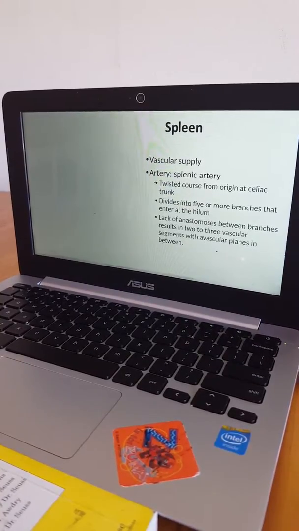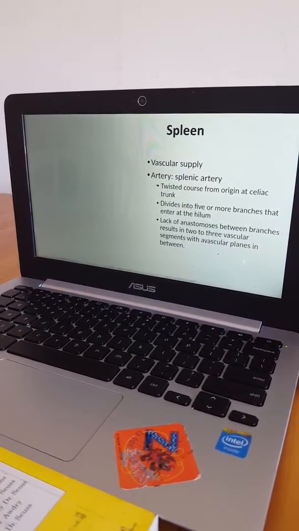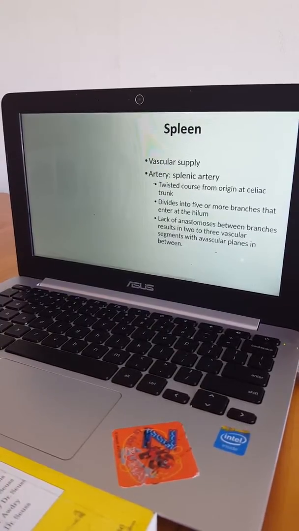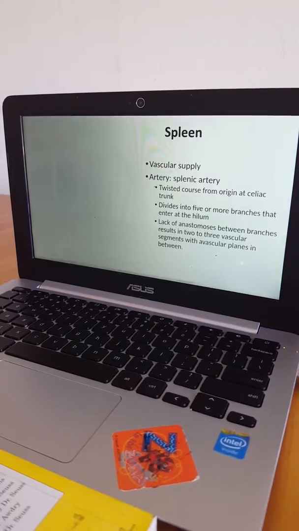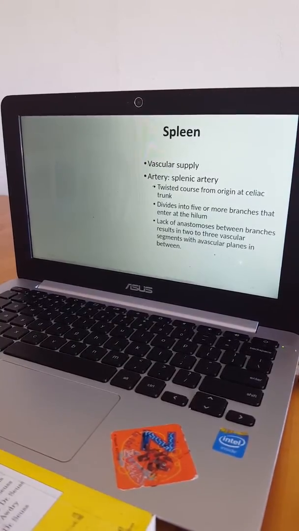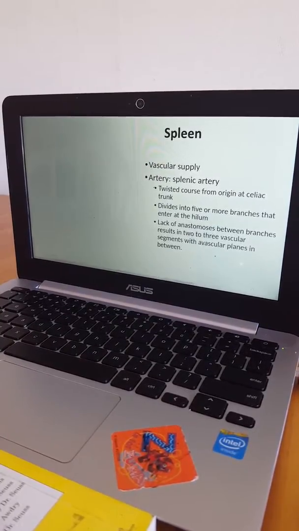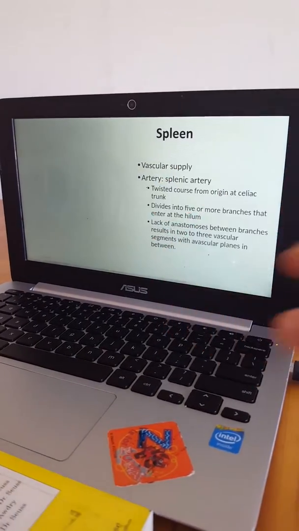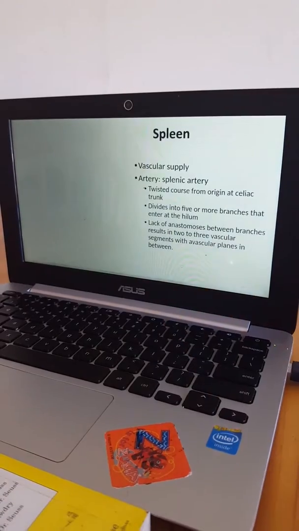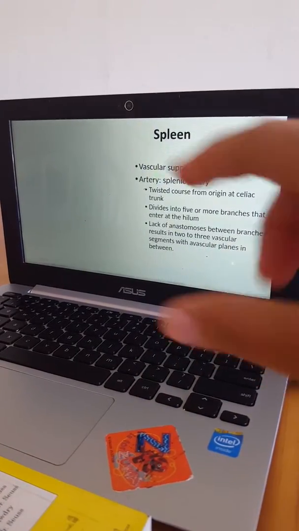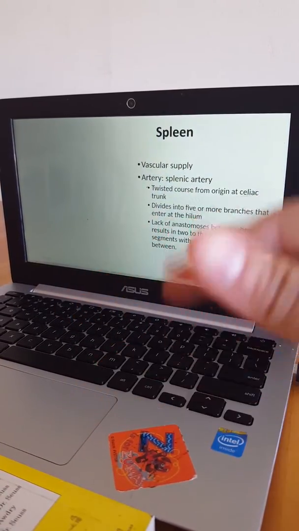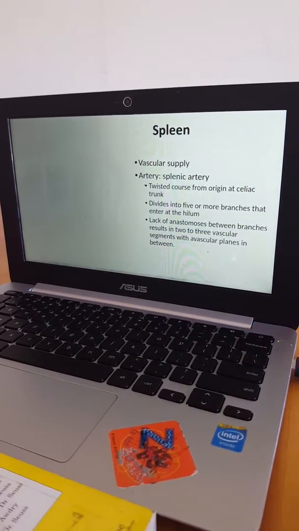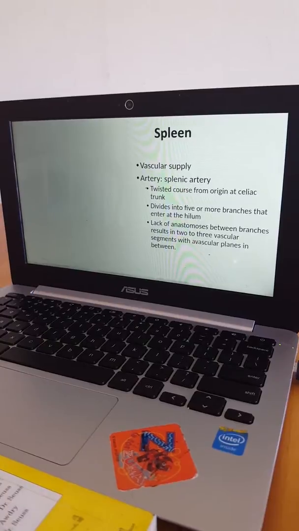Because what happens in other organs is that there are connections between the supplies, so when one supply is disrupted, the other branches supply that part through the branching pattern. But in this case, it's like dead tissue because there is no branching. So basically they're talking about, suppose this is the spleen, and one vessel coming, and one vessel coming, and then between the two vessels there is a plane, or a surface of the spleen which does not have any vessels. It is known as the avascular plane.